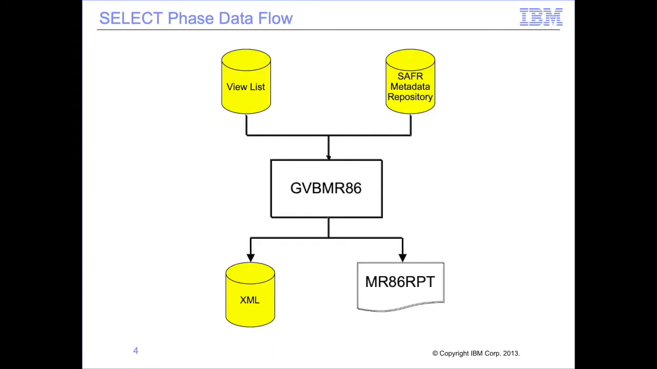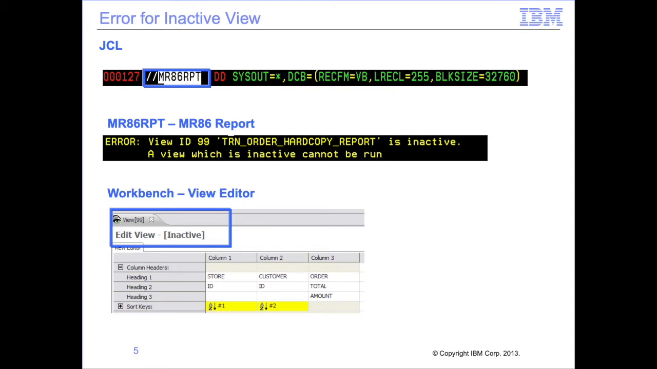Recall that the select phase produces a control report named MR86 RPT, or the MR86 report. This control report contains useful statistics for the current run and, if an error occurs, an error message to help you diagnose the problem. A view must be active and saved to the metadata repository to be selected by the MR86 program. If it is not, an error message is displayed in the MR86 report, specifying the view number and name. To remedy this problem, find the view in the workbench, activate the view, save it, and then rerun the job.